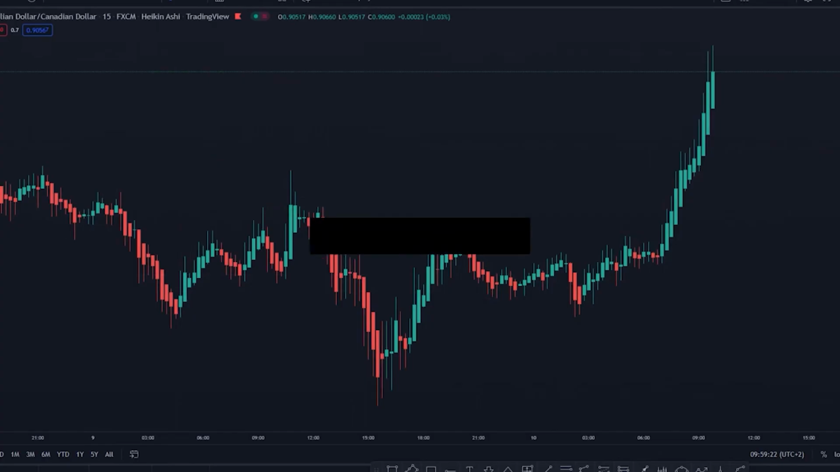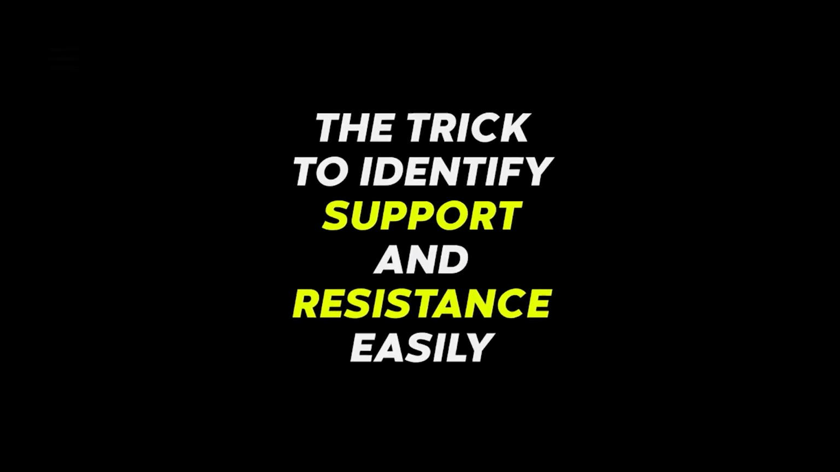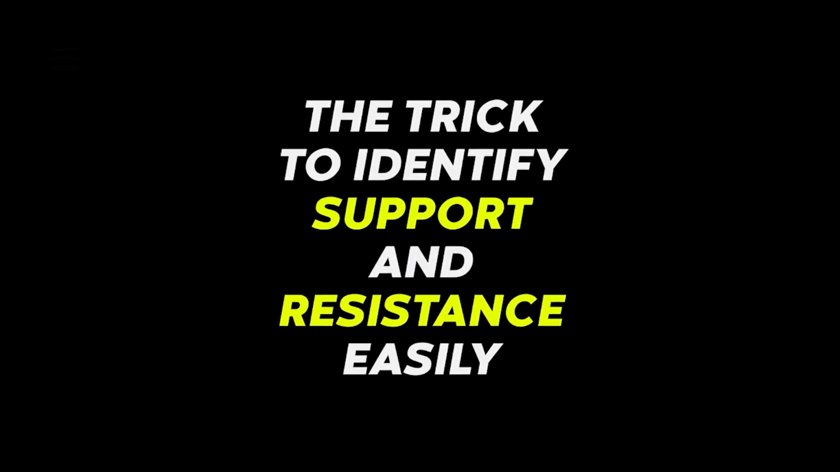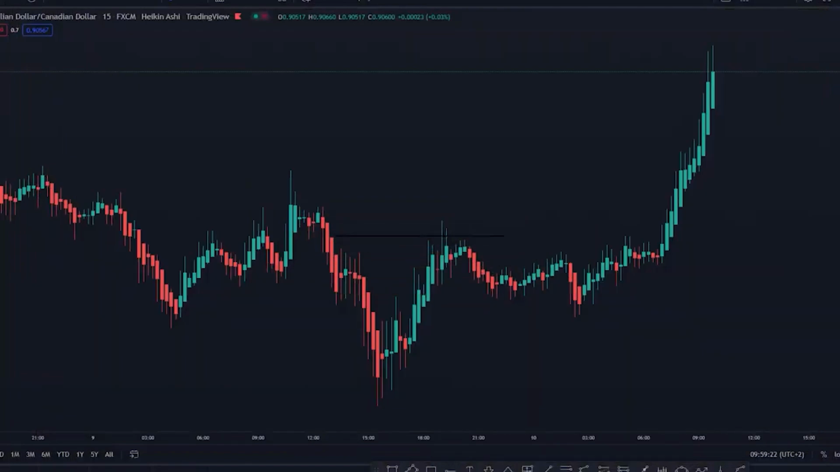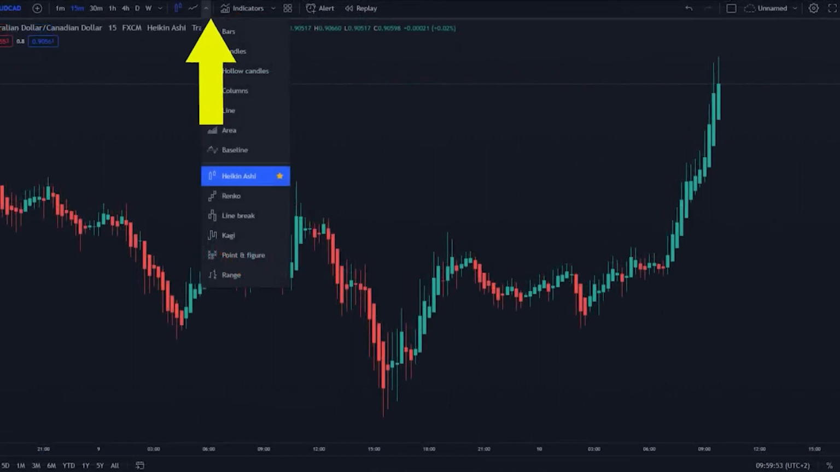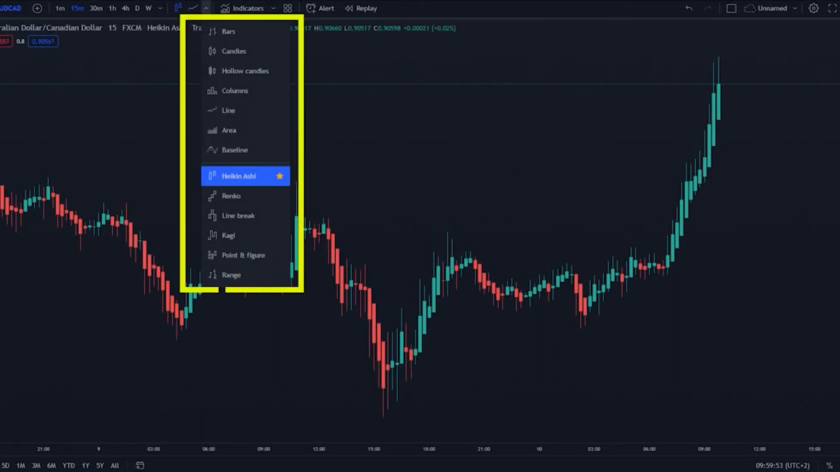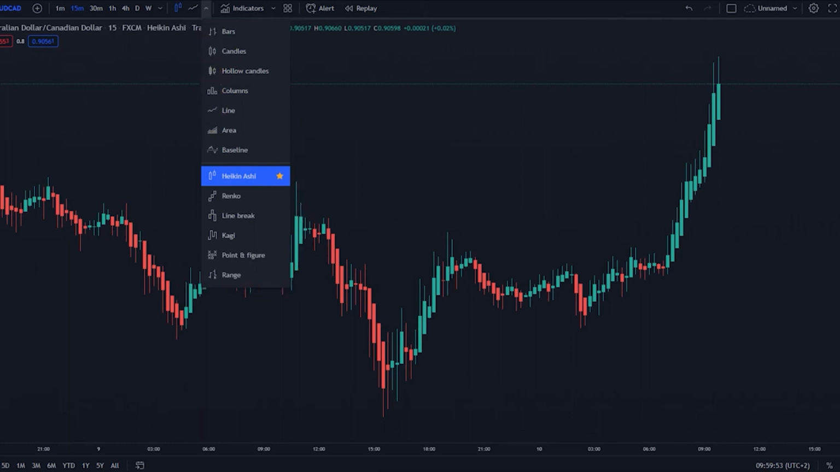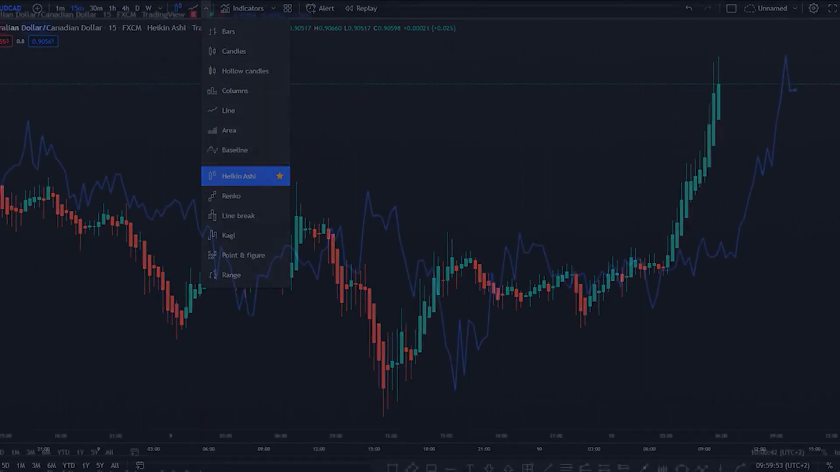Now I want to show you the trick to identify support and resistance very easily. Any strategy can be improved by anyone, so I think support and resistance levels can be identified easily by using a line chart. So to add a line chart on TradingView, we will add it the way we added Heiken Ashi. We just click here. Then this drop-down menu will pop out. Then we will click line chart.